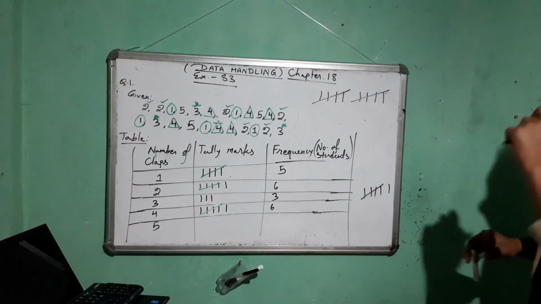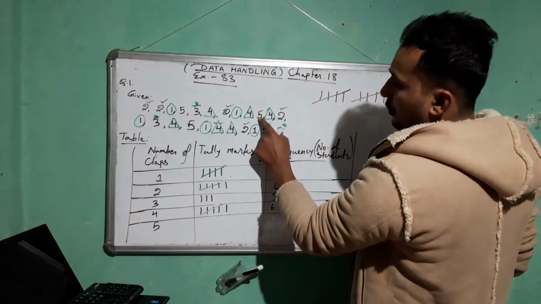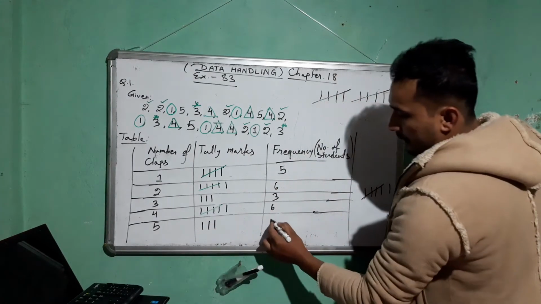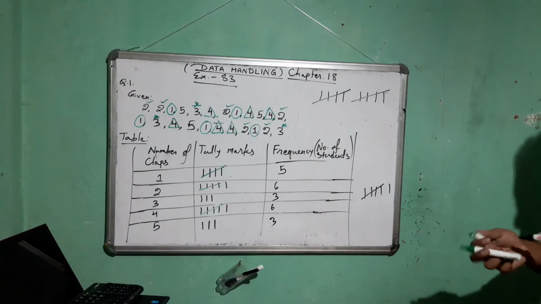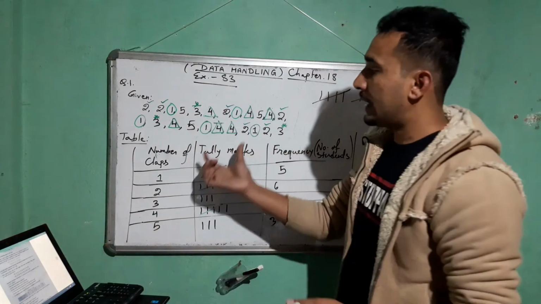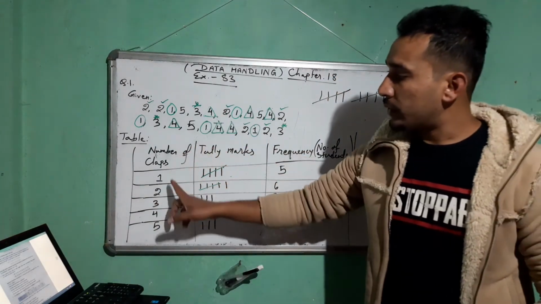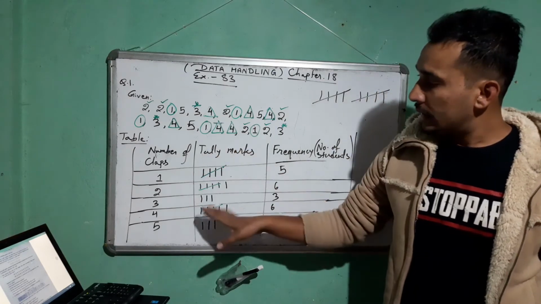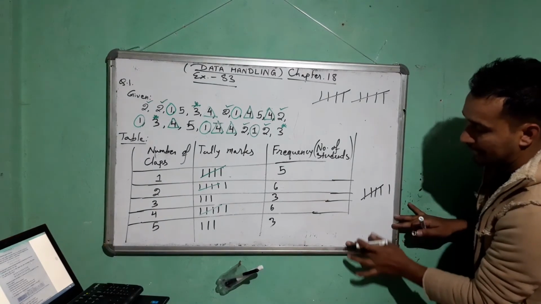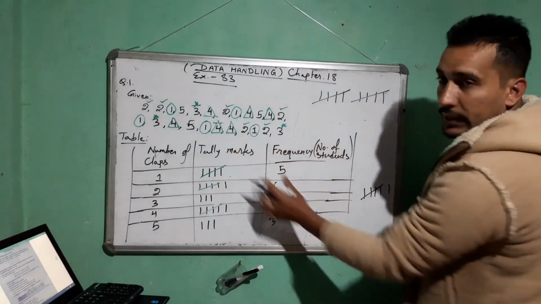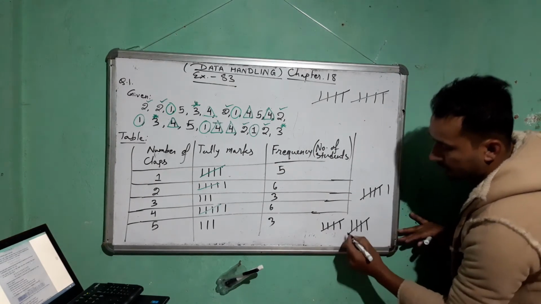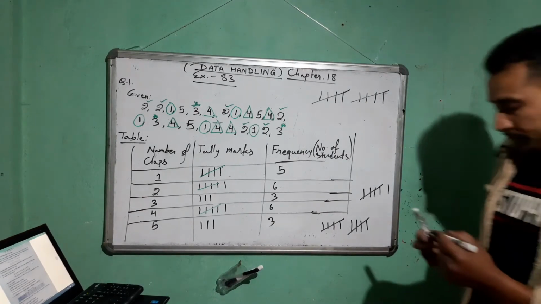5. How many 5s do you have? 1, 2, 3. 3 5s are there. Here you write 3. So this is the table, the representation of given data in tabular form. Number of claps 1, 2, 3, 4, 5. Remember how to mention tally marks. Suppose you want to write 10 using tally marks: 1, 2, 3, 4, 5, 6, 7, 8, 9, 10, like this. Okay.